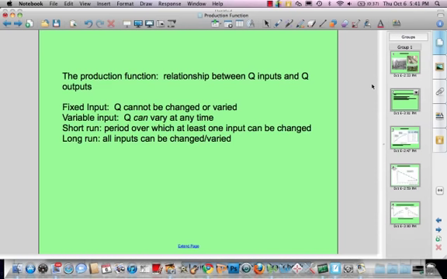A couple more definitions here. Fixed input. So when we're talking about the quantity of inputs, a fixed input is an input for which the quantity cannot be changed or varied during the course of whatever the problem is we're discussing. And we're going to get into a discussion of fixed and variable inputs and costs later. Variable input. Variable input is one for which the quantity can vary at any time.